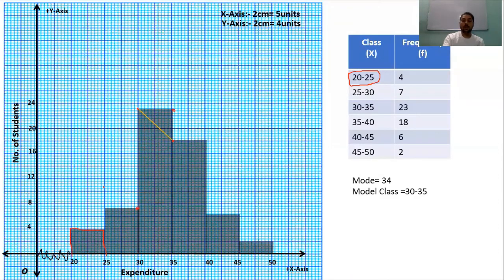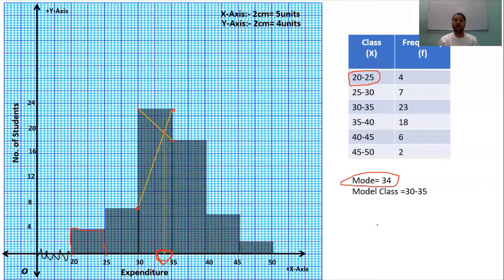Okay, and join this. Now look at the point where they intersect. This is the point where they intersect. From this point, drop another line which meets the x-axis at a certain point. So this point where it meets will be your mode. Now check it. The mode will be 34.